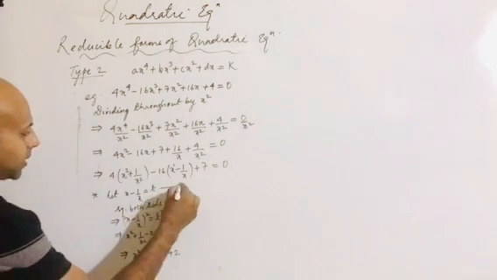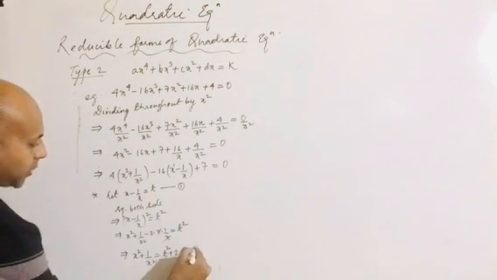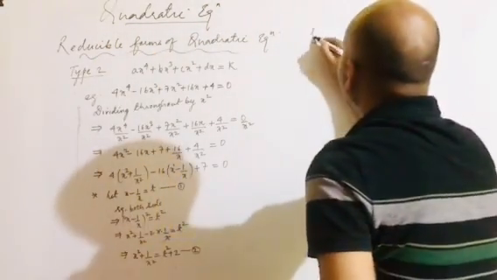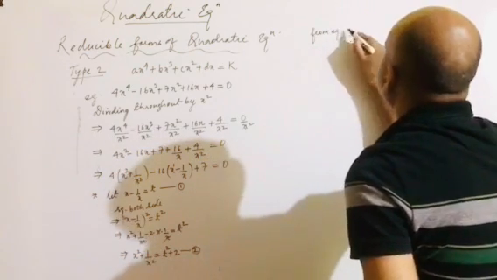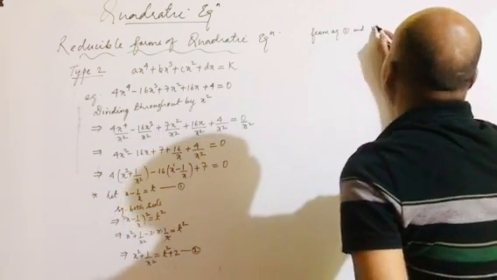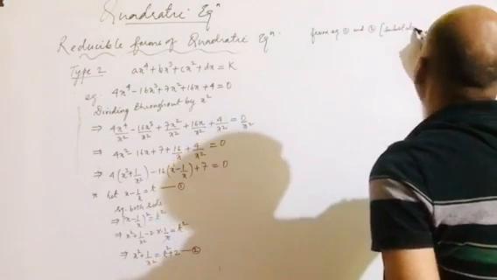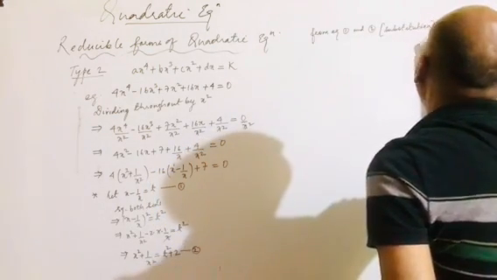So let us consider this one as equation number 1 and this one as equation number 2, and the values from equation 1 and 2 I am going to substitute here. Just for your hint, I am writing here from equation 1 and 2, and in the bracket I am writing substitution. I am substituting the values here in the main equation.